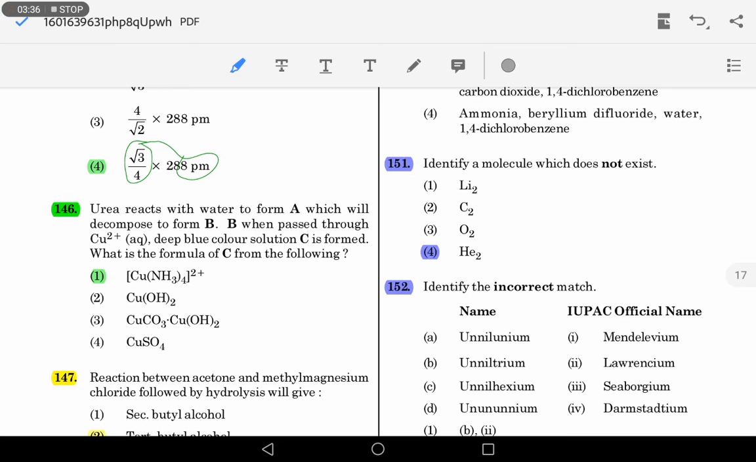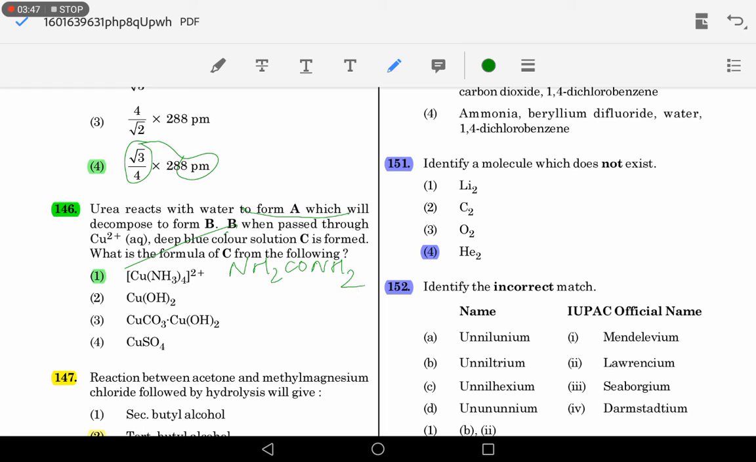So next question, urea reacts with water to form A, which will decompose to form B. Urea has formula NH2CONH2. So this is actually a product of ammonia, carbon dioxide and water. Whenever urea gets decomposed, it converts into ammonia, carbon dioxide and water. So when urea reacts with water, it tends to form ammonia and carbon dioxide as major products. So ammonia is the major product here and carbon dioxide is evolved.